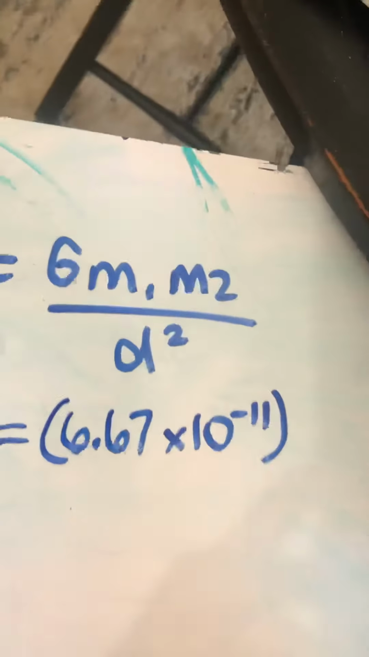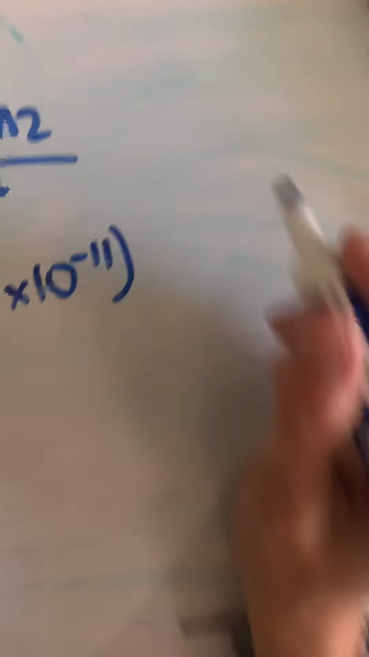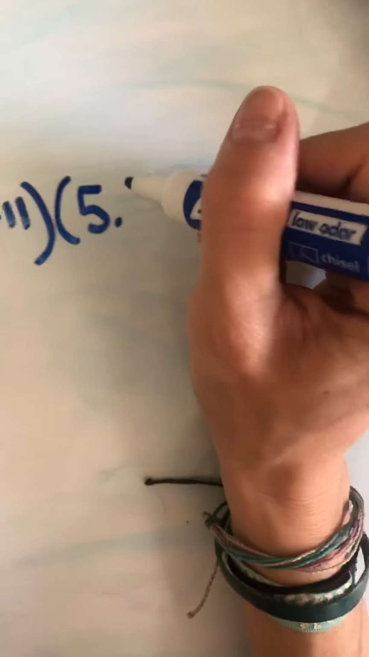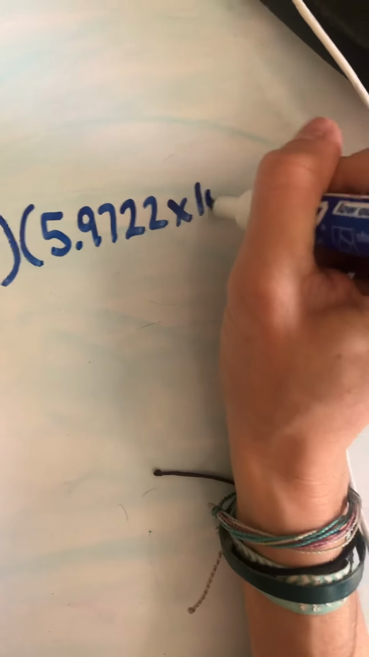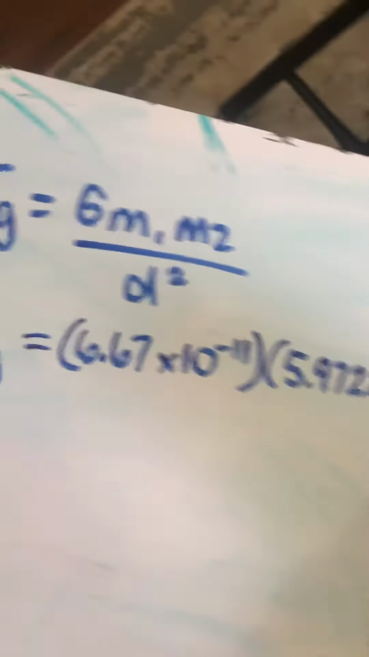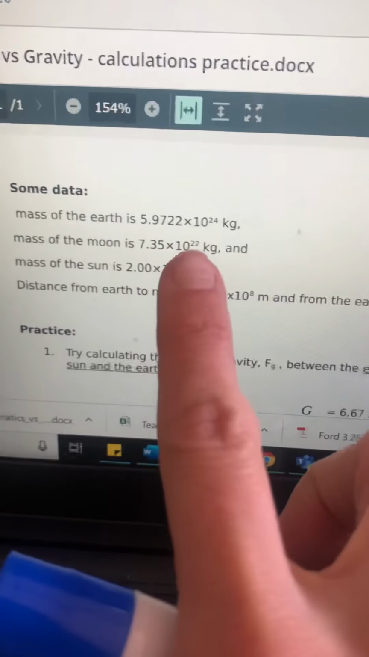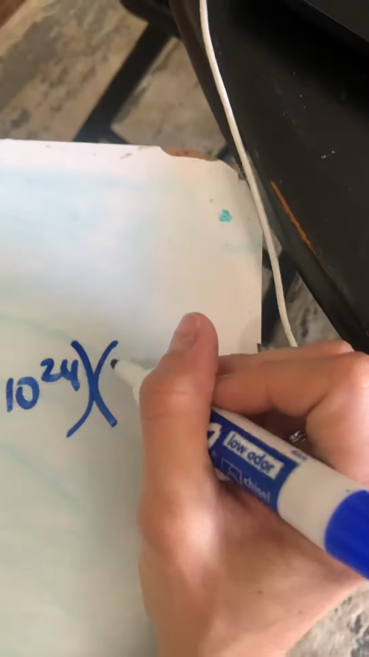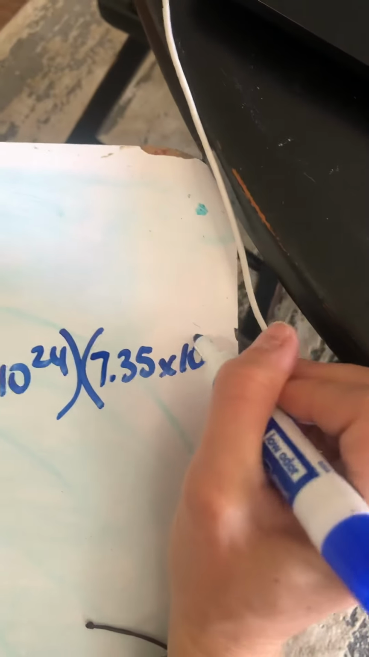So I'm gonna put that first. Okay, and then you need the mass of the first object. That's gonna be Earth, is what we're looking for, Earth. And it tells us that the mass of Earth is that number right there. So I'm gonna put that one next. Okay, and then it's looking for the mass of the second object, which is the Moon, and that is the next one he puts right there. I'm gonna run out of room. 7.35 times 10 to the 22nd.